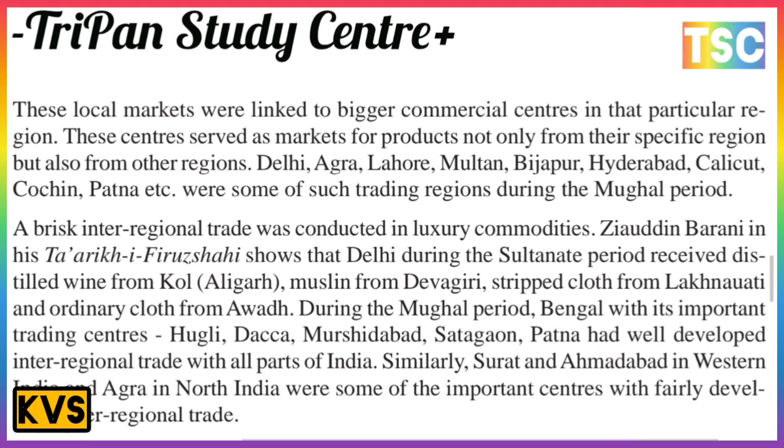A brisk inter-regional trade was conducted in luxury commodities, and Ziauddin Barani in his Tarikh-i-Firozshahi shows that Delhi during the Sultanate period received distilled wine from Kol, that is Aligarh, and muslin from Devgiri, fine cloth from Lakhnauti and ordinary cloth from Awadh.